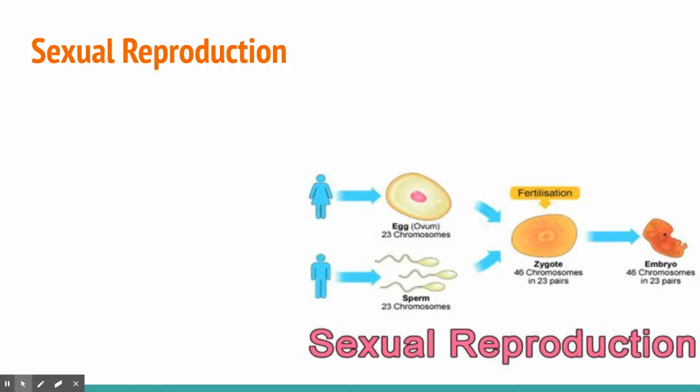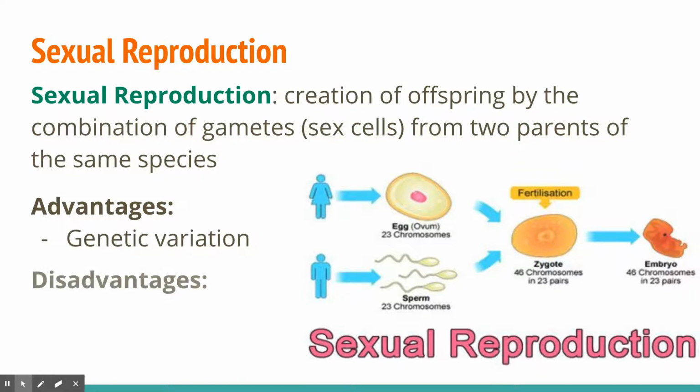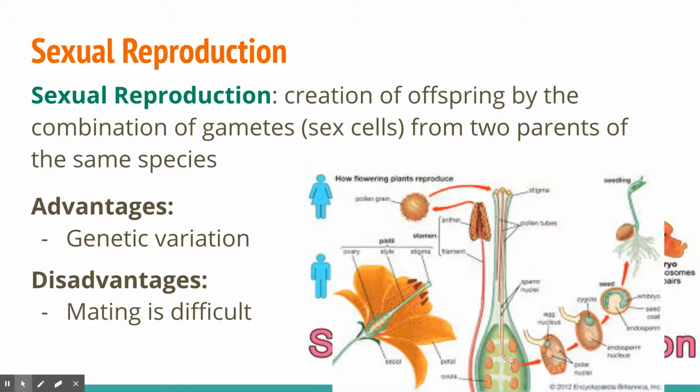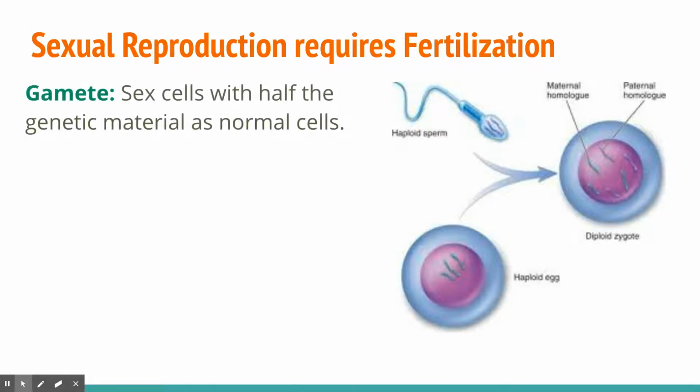And then sexual reproduction is the creation of offspring by the combination of gametes, so sex cells, from two parents of the same species. Advantages here are genetic variation. Disadvantage, mating is very difficult. And then sexual reproduction, biggest thing is that it requires fertilization. So gametes are sex cells with half of the genetic material as normal cells. So again, the sperm and the egg.